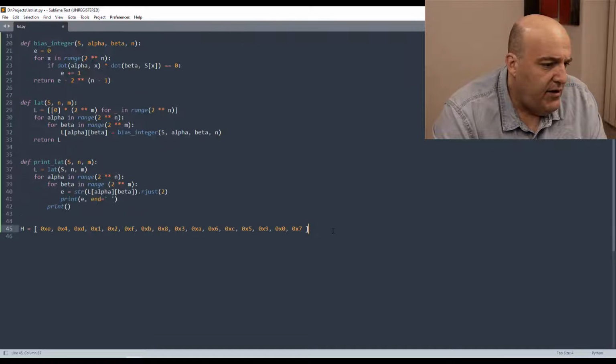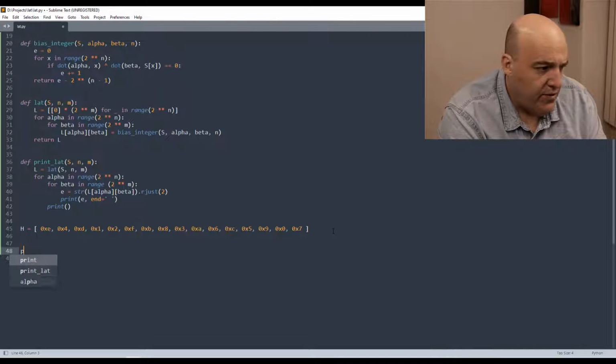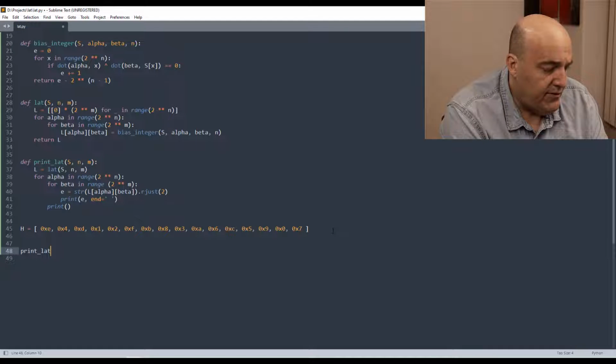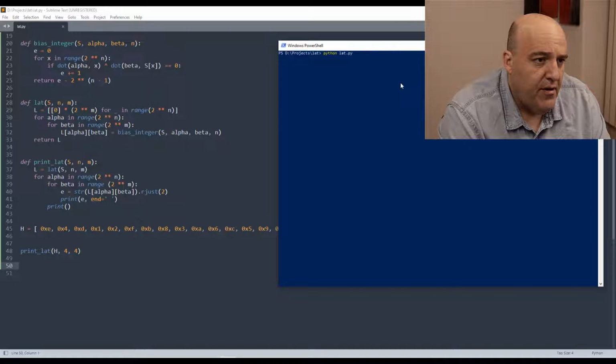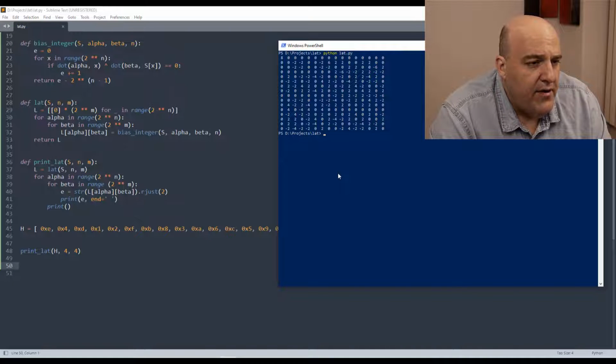And let's see how it looks if we print off the LAT. So H is a 4-bit S-box, remember, 4 input bits and 4 output bits. So let's see what happens when we run this here. And there it is. That's the LAT of H's S-box.